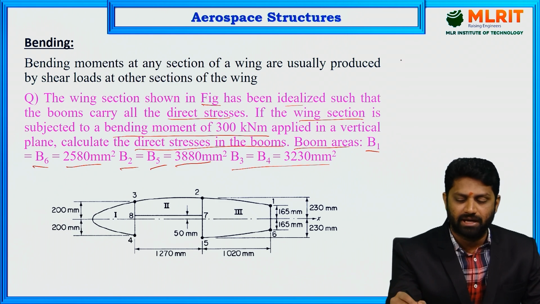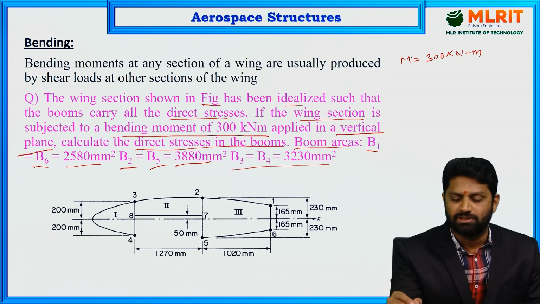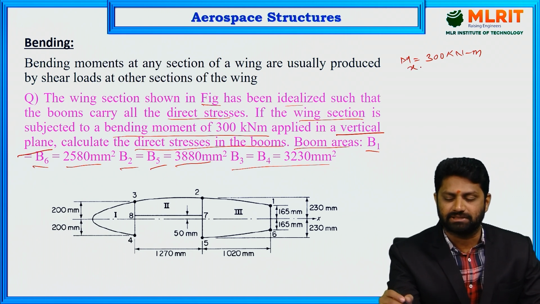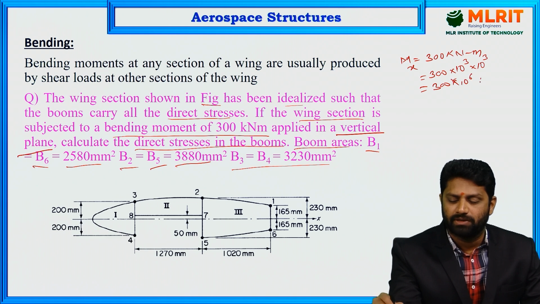Okay, so this is the problem of a wing section subjected to a bending moment, and he has given a bending moment of 300 kilonewton meter, applied in a vertical plane of symmetry. When it is applied in a vertical plane, it is nothing but bending moment Mx. You can convert 1 kilo into 10 to the power of 3, and for meter also you get another 10 to the power of 3, so you get 300 into 10 to the power of 6 Newton mm. Okay, so this is the bending moment.